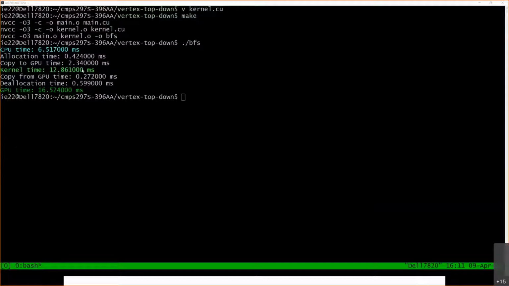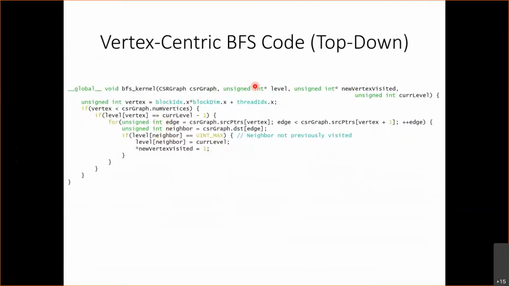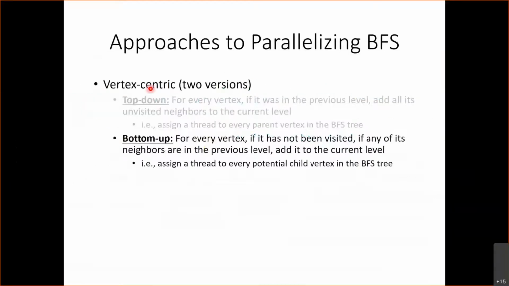Okay, as I said, we looked at the vertex-centric top-down approach, and here is the code that we wrote. The other vertex-centric approach besides the top-down approach is the vertex-centric bottom-up approach. What the bottom-up approach does is, for every vertex, it checks if that vertex has not been visited. And if that vertex has not been visited, it's going to check if any of its neighbors are in the previous level. And if any of the neighbors are in the previous level, it's going to add that vertex to the next level.